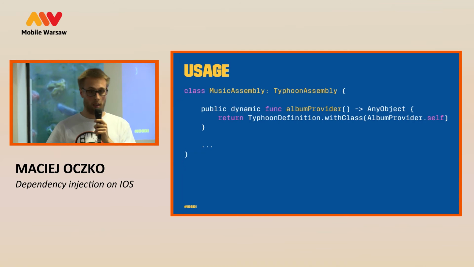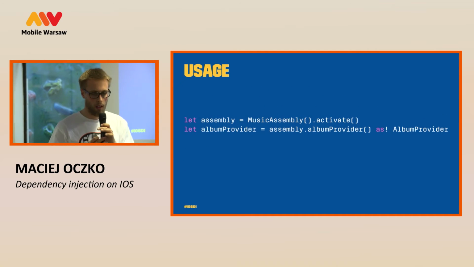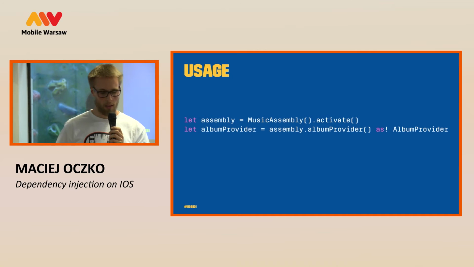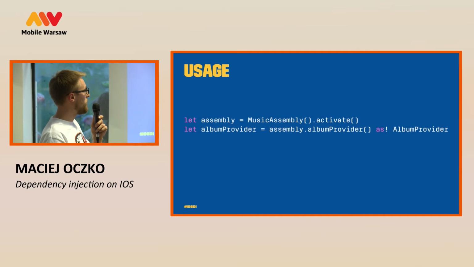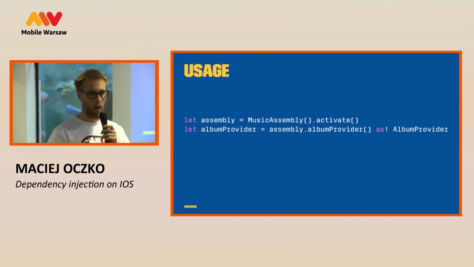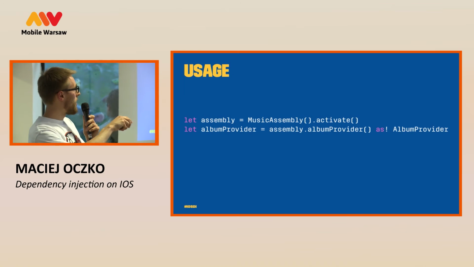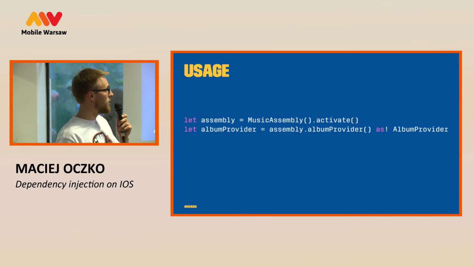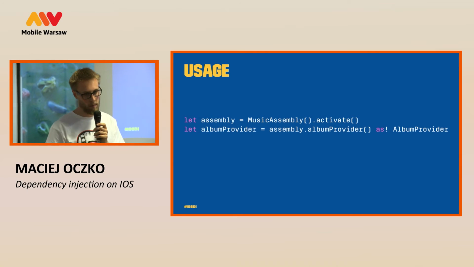It may seem a little bit complex, but don't worry. How would you use it? You create an assembly and activate it. This is when all the magic happens. So your methods are invoked, definitions are built, and methods are swizzled. Then you just call your album provider, and you have to cast it, because this is AnyObject underneath, right?